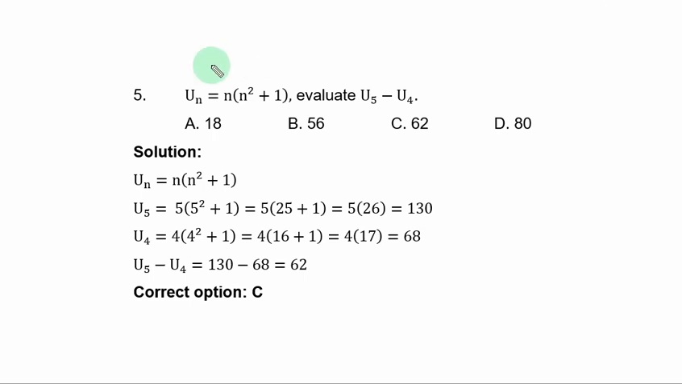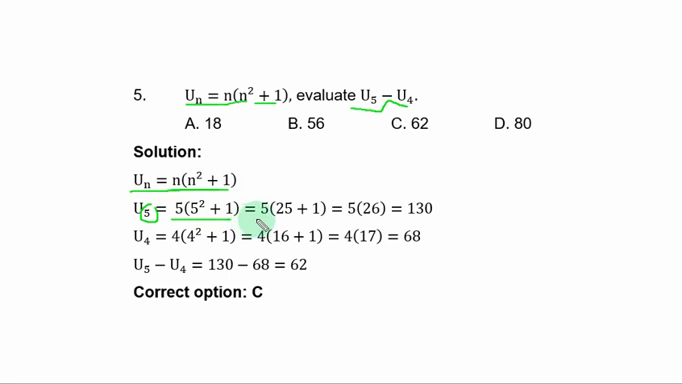Question 5. U sub n is equal to n bracket open n squared plus 1 bracket close. Evaluate u sub 5 minus u sub 4. Solution. This is the nth term of that sequence. So when n is 5, you have u sub 5. You simply replace n with 5 in the nth term. You have it in this result.